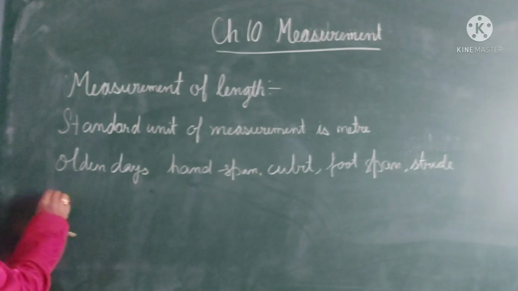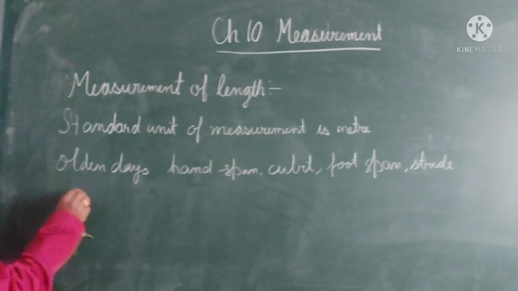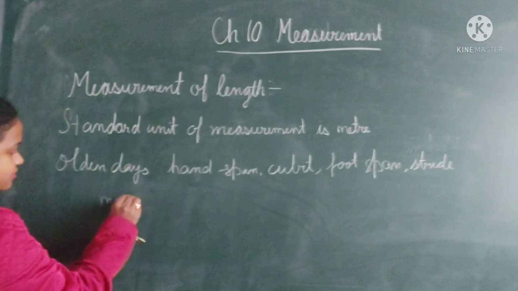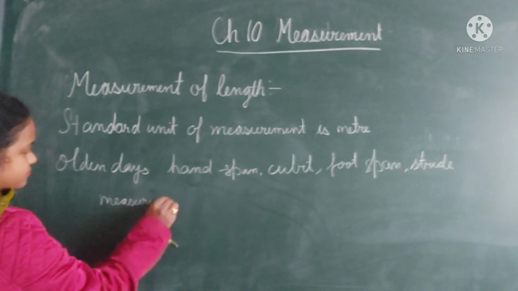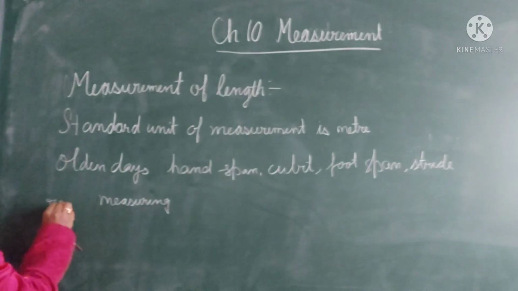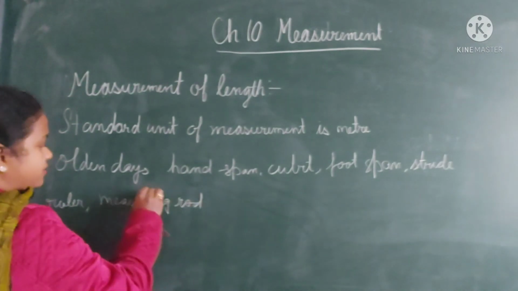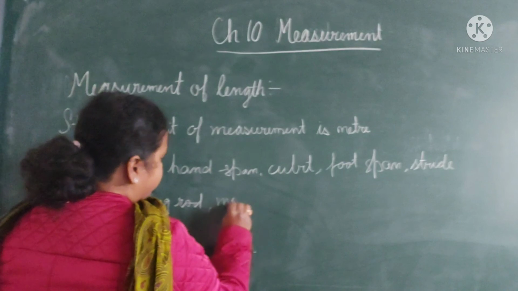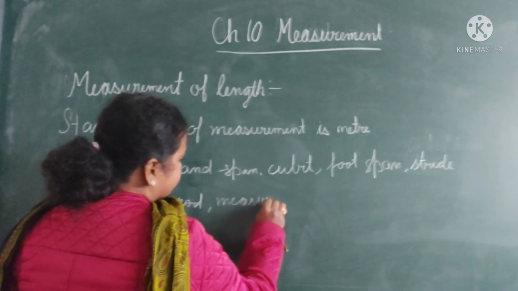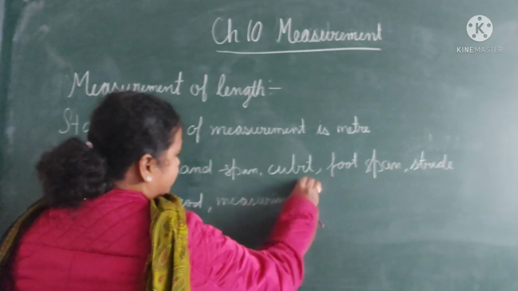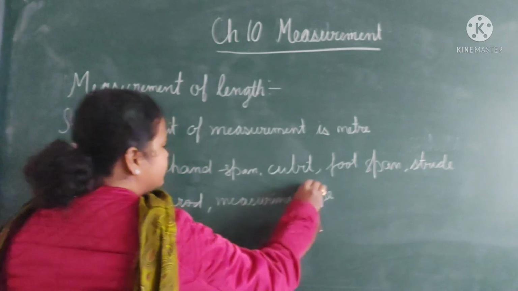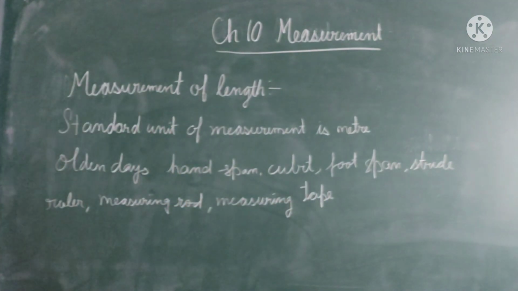Then by what do you measure right now? Measuring ruler, measuring rod and measuring tape. In this way you measure different types of things.